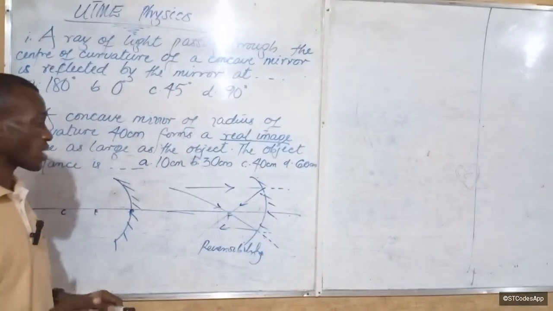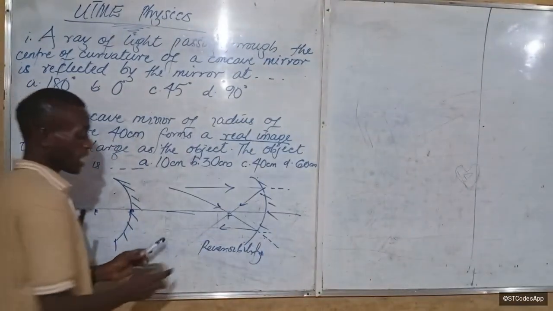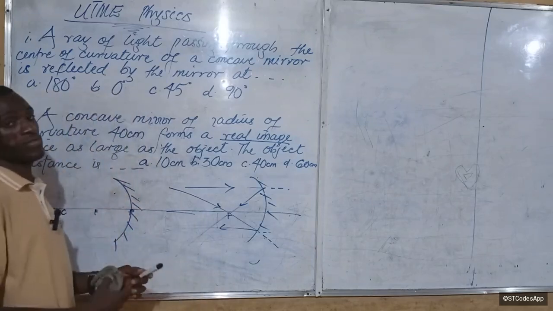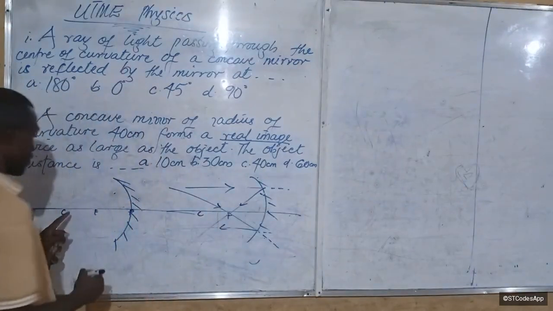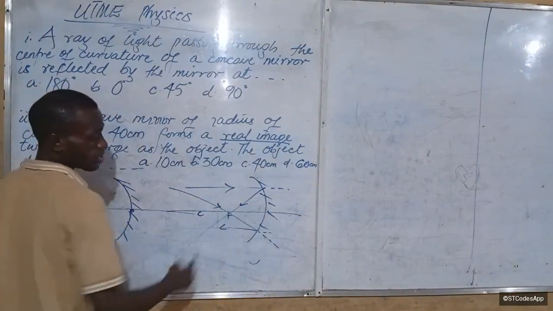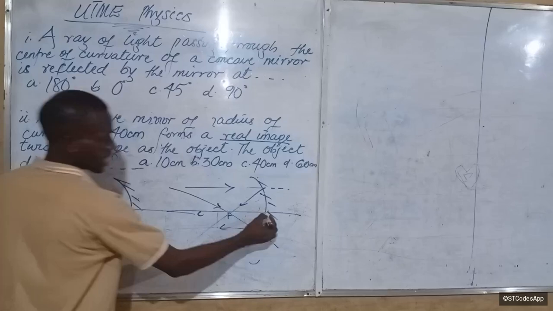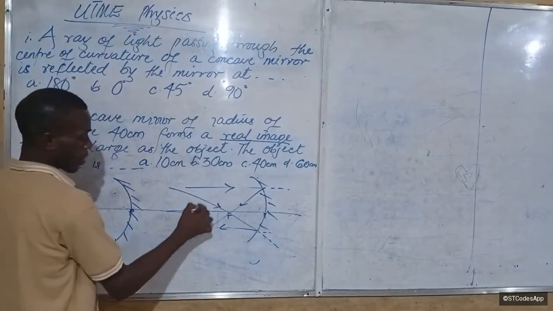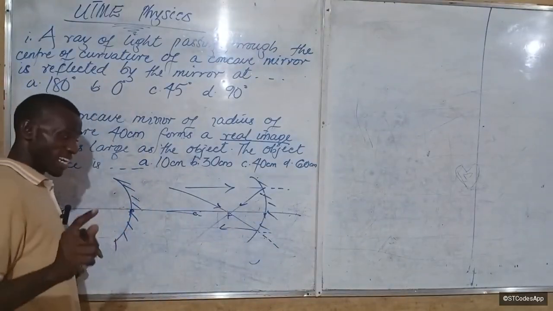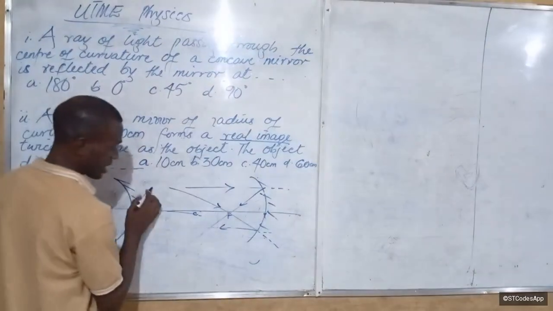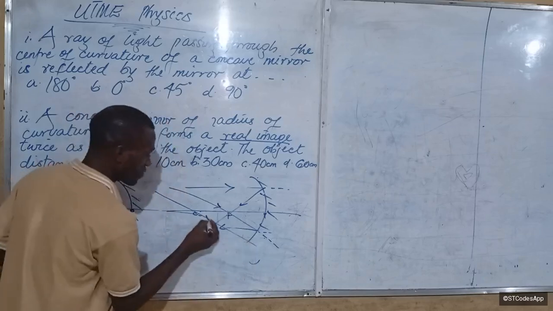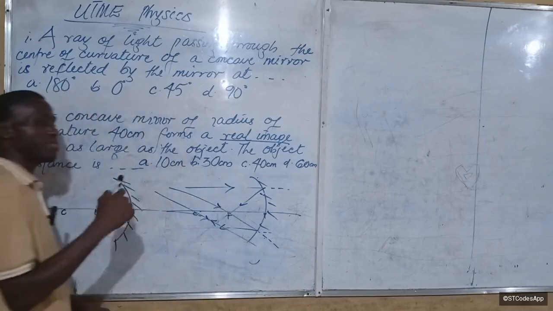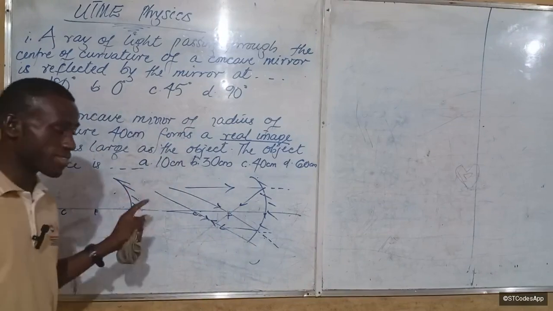The third law that you must know: there are 4 of them, but it's only 3 that are very advisable to use. Now, you know that there is a center of curvature here, which is double the distance between the focus and the pole. A ray of light that you draw to pass through the center of curvature like this will be reflected back in the same direction. And that is very important.